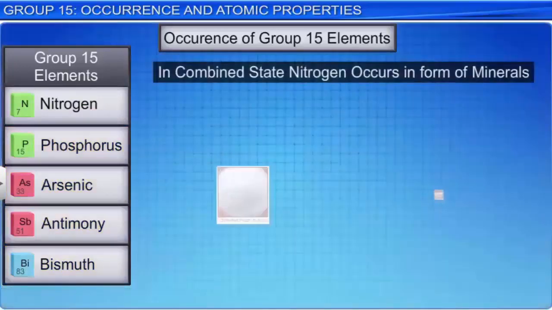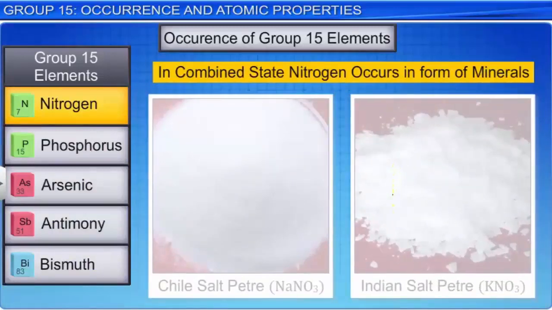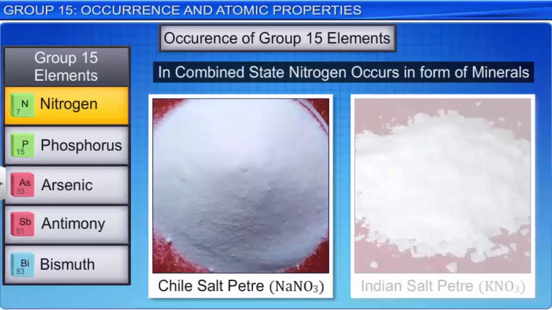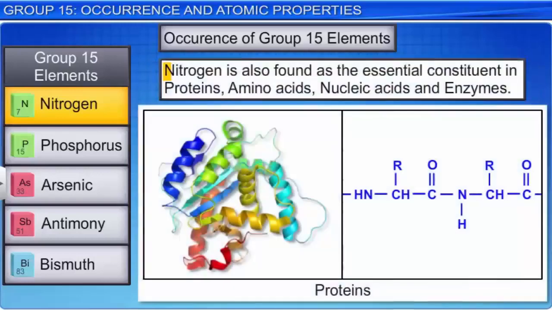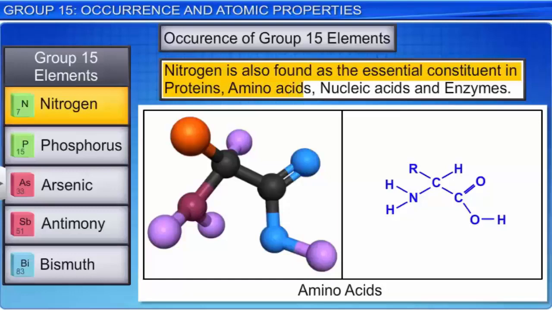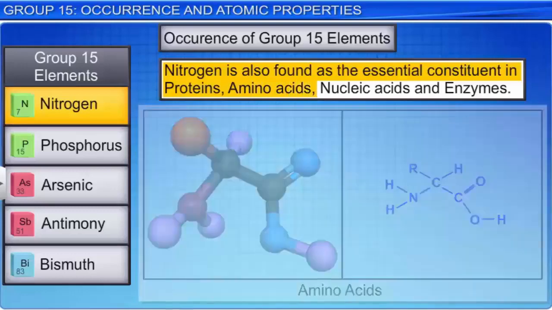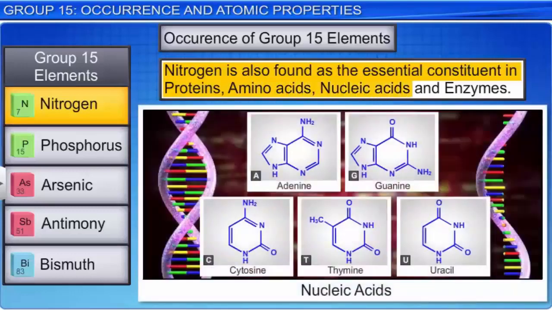In combined state, it mainly occurs in the form of minerals such as Chile saltpetre and Indian saltpetre. It is also found as an essential constituent in proteins, amino acids, nucleic acids, and enzymes.